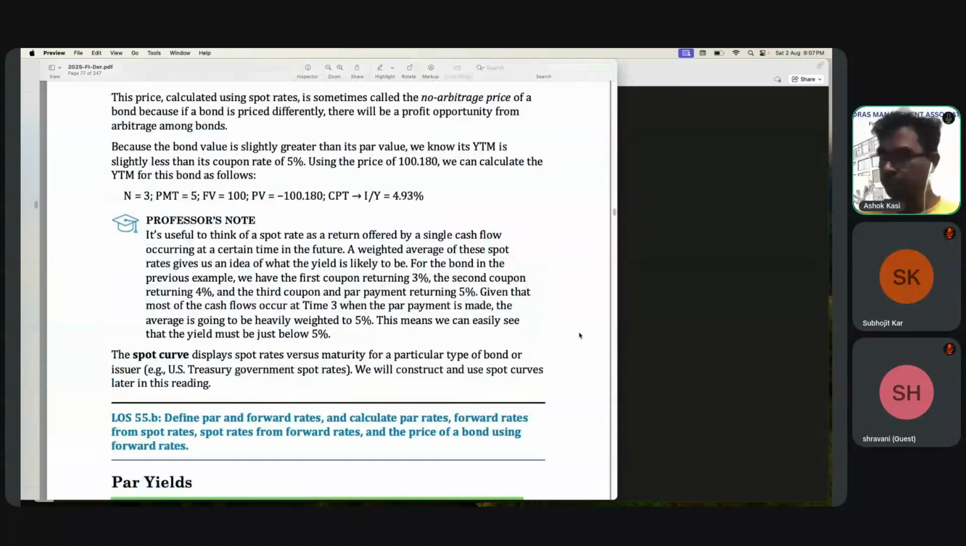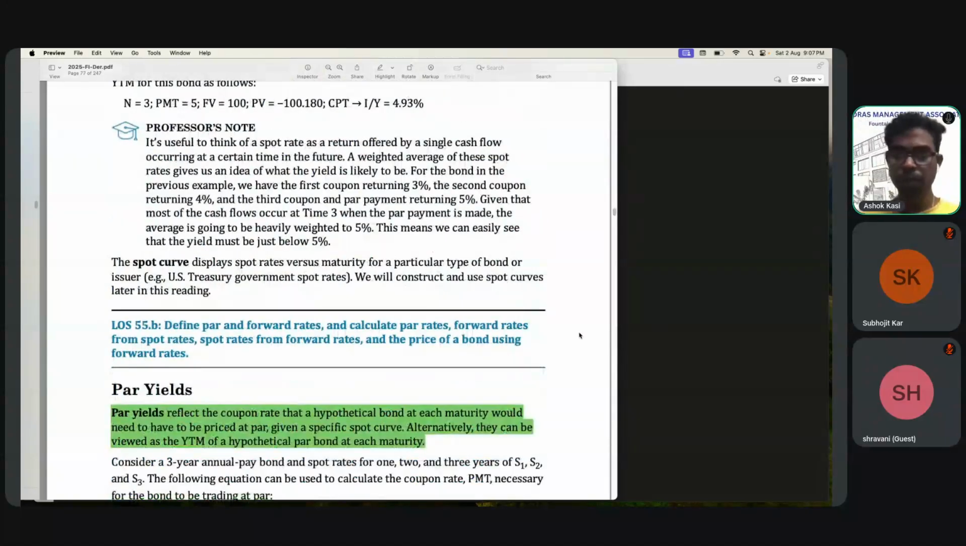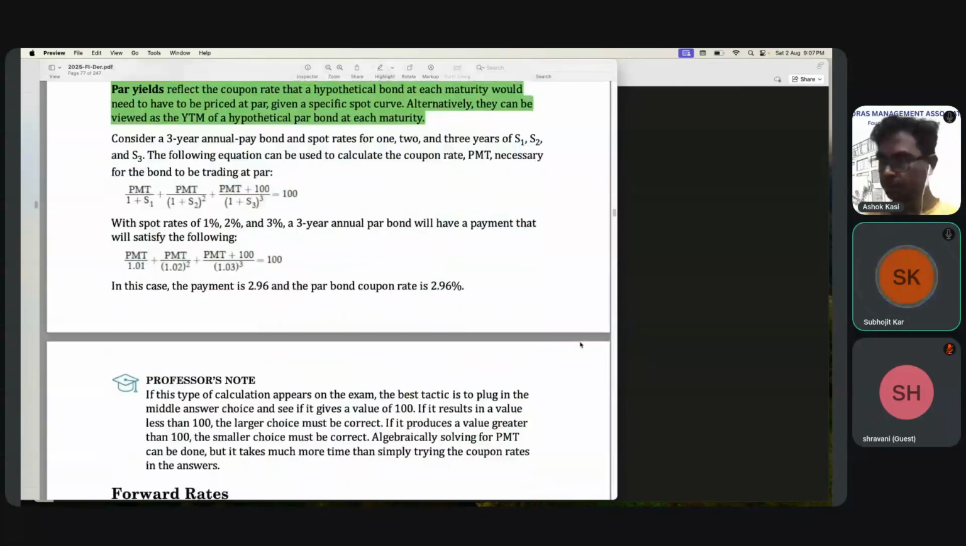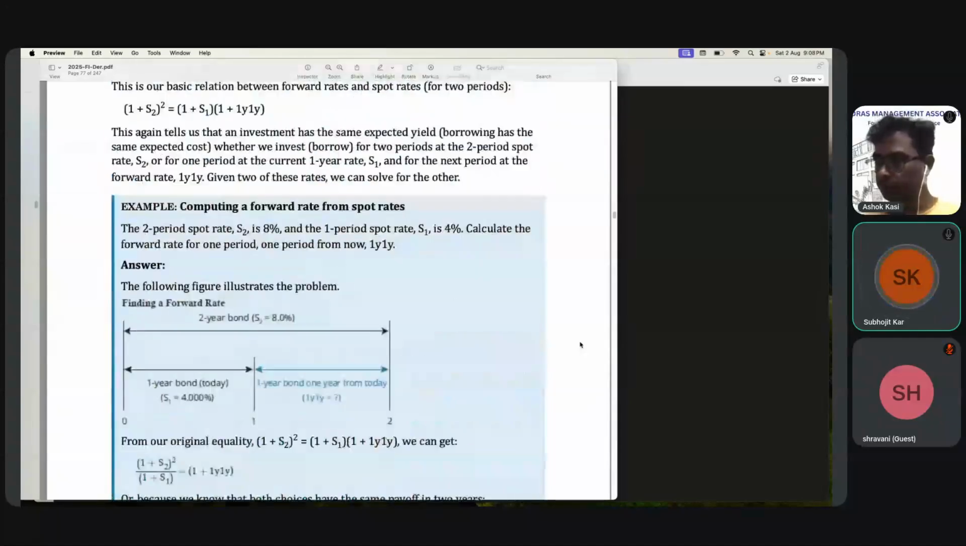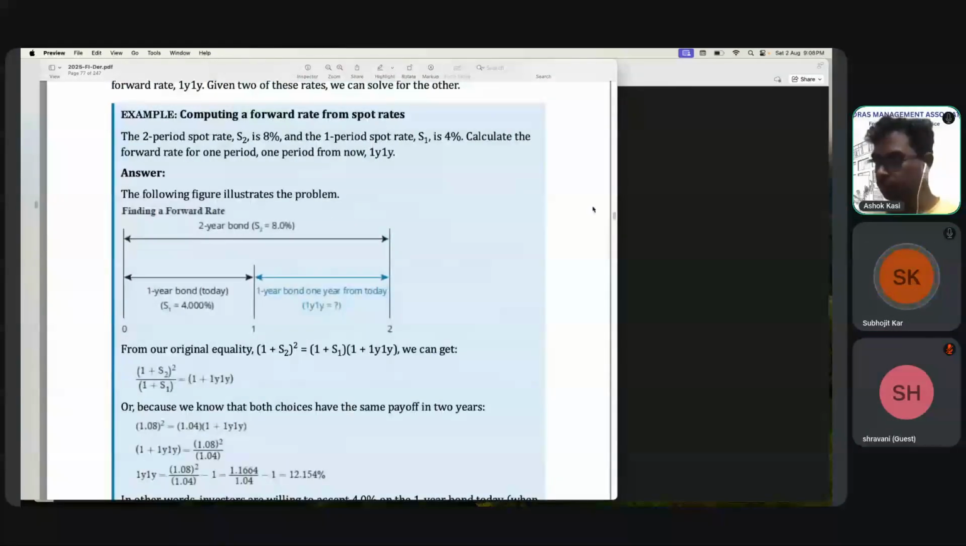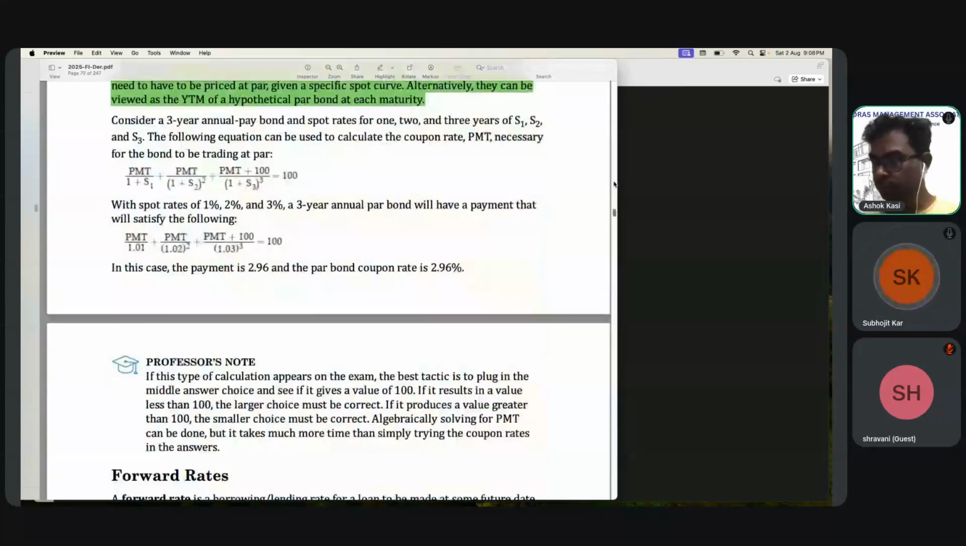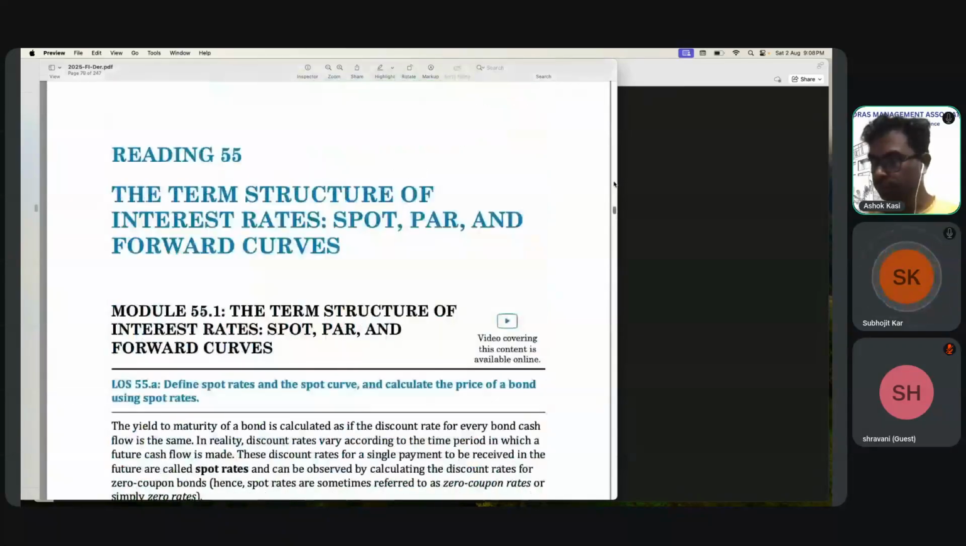Which one did you say? 50? Which LOS? 55 point C. Page number 85. Okay, 55 point C.